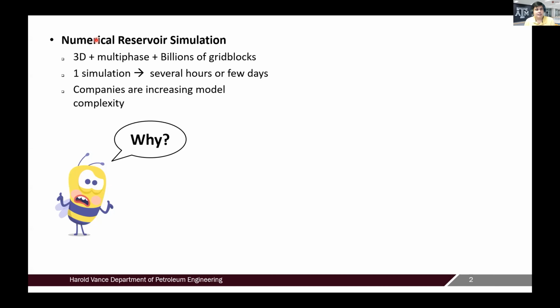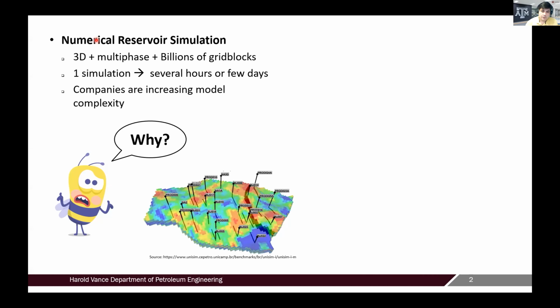And the companies are actually increasing the complexity of the models. So, for example, this is an image of a benchmark model. This is a very small model, but all these are subsurface properties. For example, this is the porosity, as you can see in this color map, the porosity of the rocks in the subsurface, and here you have several wells. The numerical reservoir simulator simulates the production when you open a well and you have some oil, and you have pressures and saturations changing.